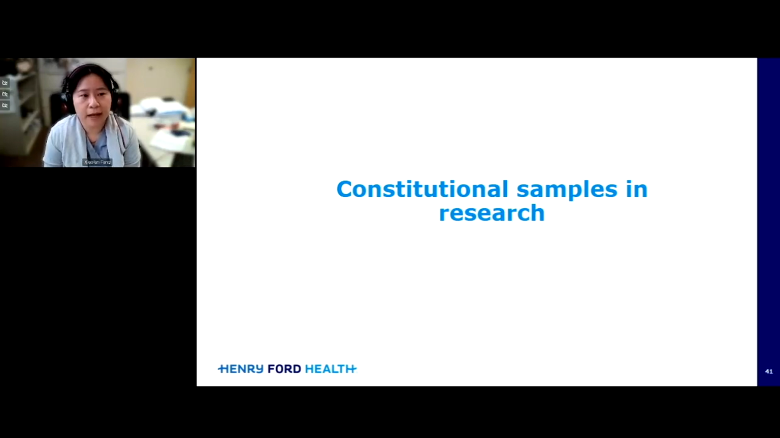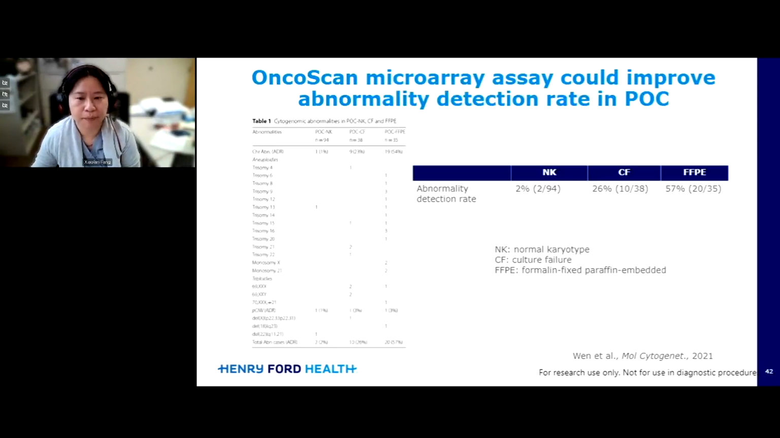And OncoScan could also be used for constitutional samples, but this is not the focus today, so I'll just go through this pretty quickly with some research publications. So in 2021, Wen et al. published their data about the OncoScan microarray assay, saying they could improve the abnormality detection rate in POC samples. They could have a 2% increase for the normal karyotype, 26% increase with culture failure, and 57% increase in FFPE samples from the POC.